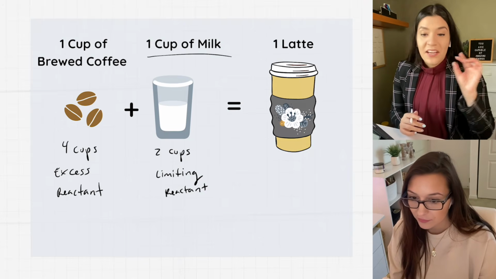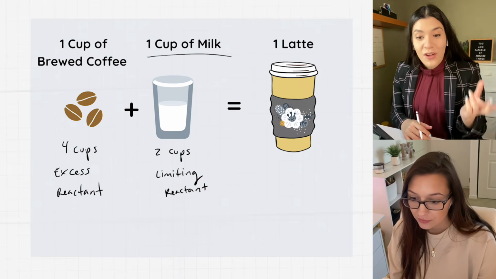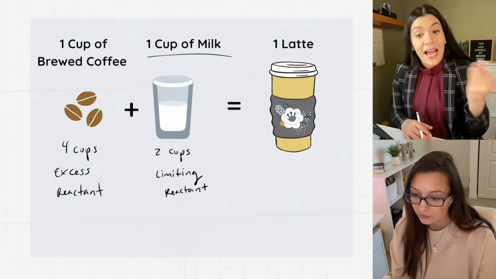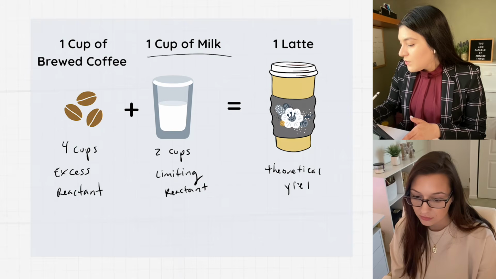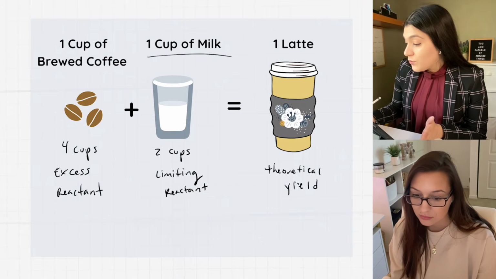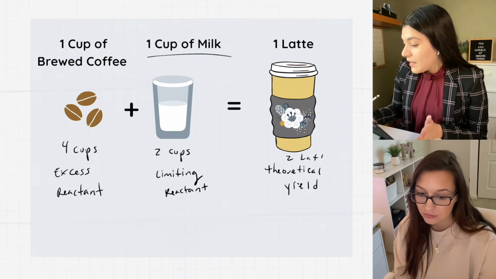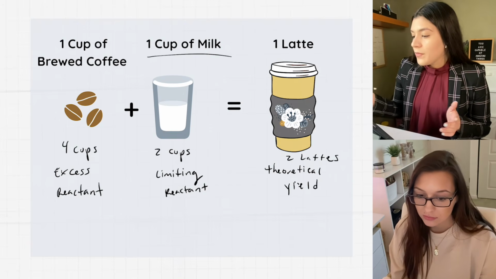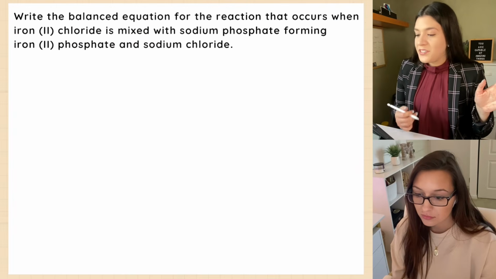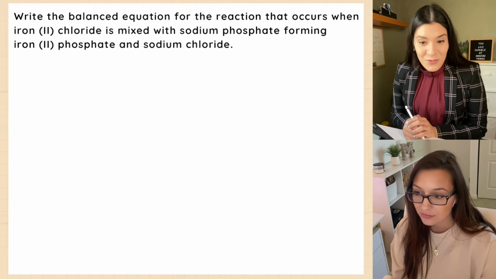And then, to put the terms together, whatever the limiting reactant actually produces is called our theoretical yield. So in this case, our theoretical yield would have been 2 lattes that we could actually produce. Okay, cool. So now that you understand the concept, let's put this into chemistry.